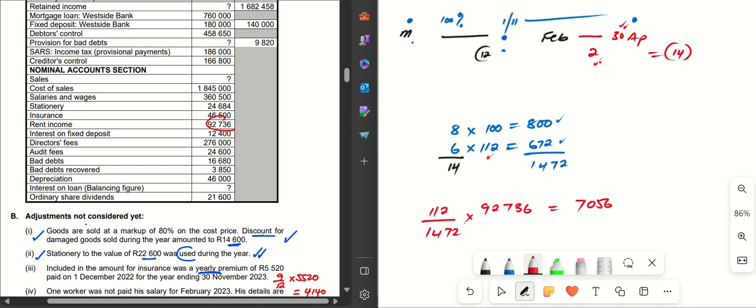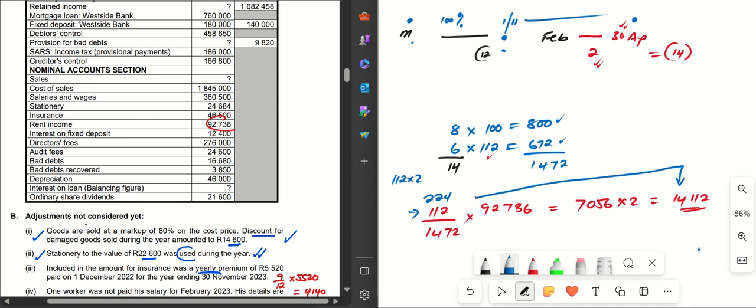And here we have 2 months that we have received rent in advance. So I multiply this by 2, and then it will give me 14,112. Others would have just said 112 multiplied by 2, so others would have used 224, and it would have given them this amount straight on.